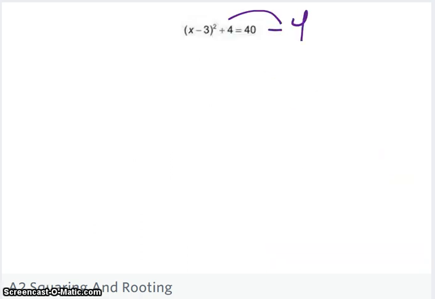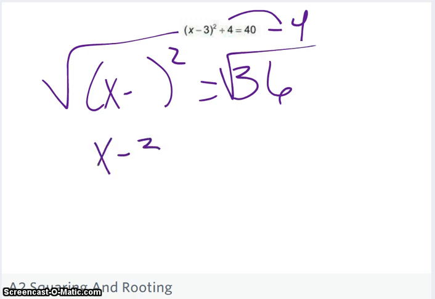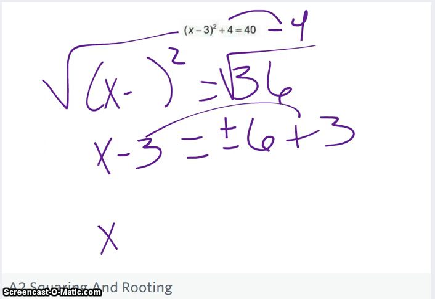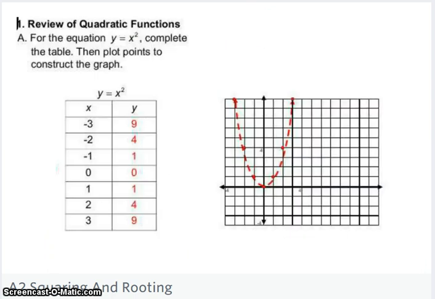Move your 4 by subtracting. So x minus 3 quantity squared is equal to 36. You're going to go ahead and square root to get rid of that square. When you square root on the left, it becomes simply x minus 3 equals plus or minus 6. You've got to move that 3, so you get two answers this way. x is equal to 6 plus 3 is 9, and x is equal to negative 6 plus 3 is negative 3. So you have two answers this time. Okay, that's just a review. That's things we've worked with in the past that you already know about square roots.